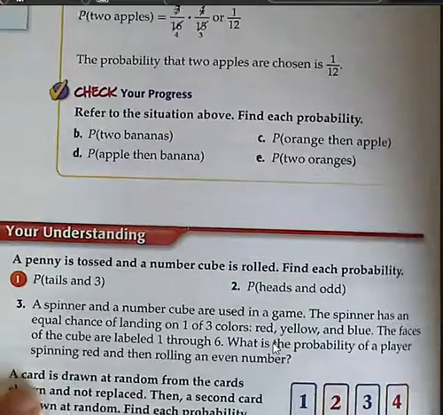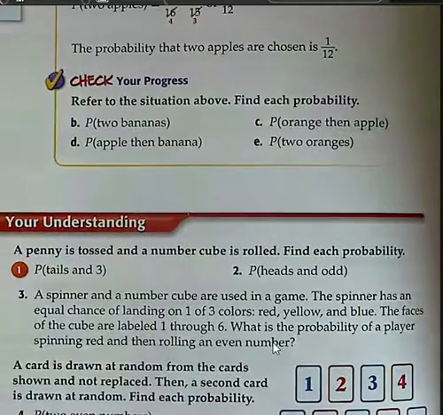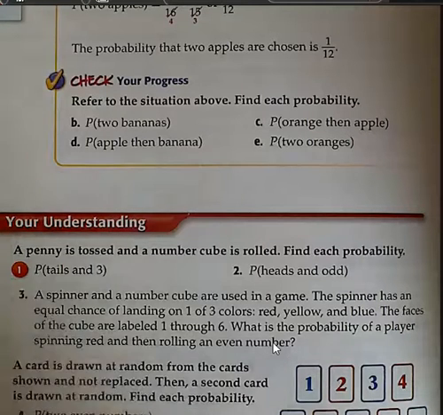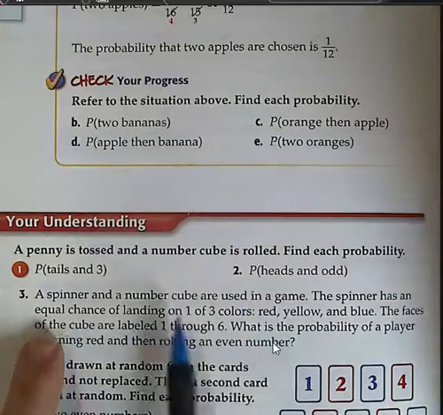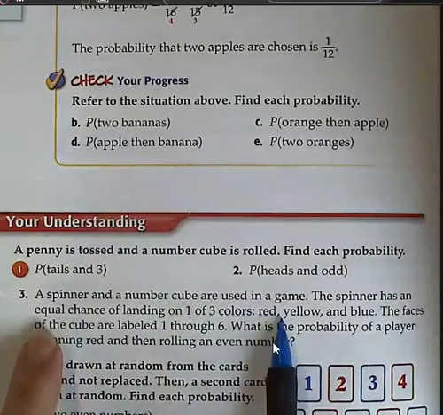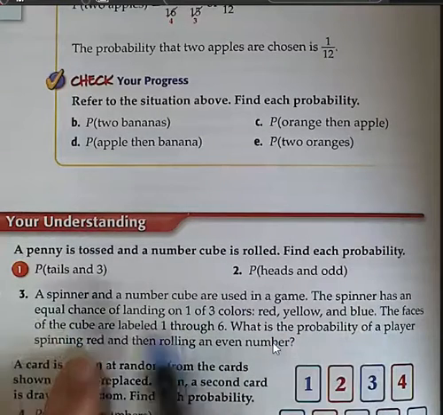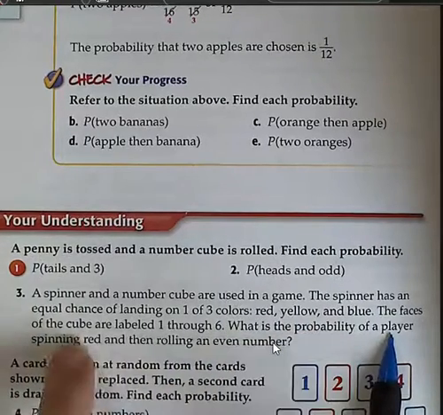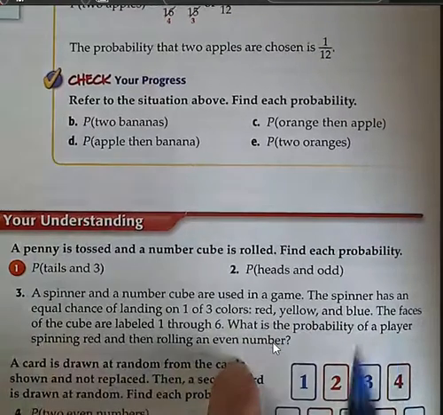So number 3 says we're going to do a spinner and a number cube in a game. Independent or dependent? Independent. Why? They're two separate things. The spinner has an equal chance of landing on one of 3 colors, red, yellow, blue. The faces of the cube are 1 through 6. What's the probability of a player spinning a red and then rolling an even number?